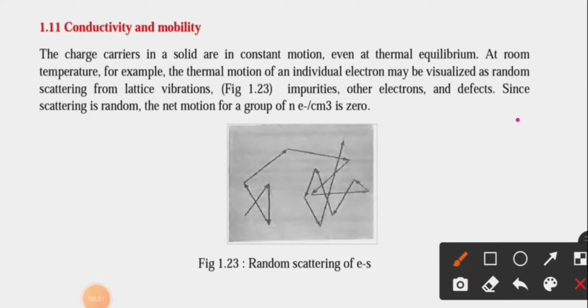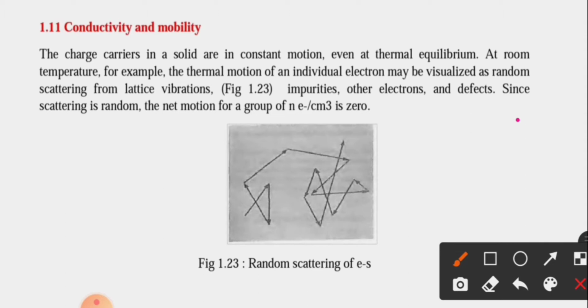Welcome all. In today's class, we will discuss conductivity and mobility of charge carriers in a semiconductor. By charge carriers, we mean electrons and holes. In the N-type semiconductor, electrons are the majority carriers and holes are the minority carriers. And in P-type, electrons are the minority carriers and holes are the majority carriers.